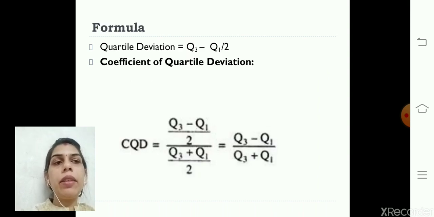The formula for quartile deviation is equal to (Q3 minus Q1) divided by 2. That means the upper quartile minus the lower quartile divided by 2. And how to find the coefficient of quartile deviation? To find the coefficient of quartile deviation, we will apply another formula, that is (Q3 minus Q1) upon (Q3 plus Q1).